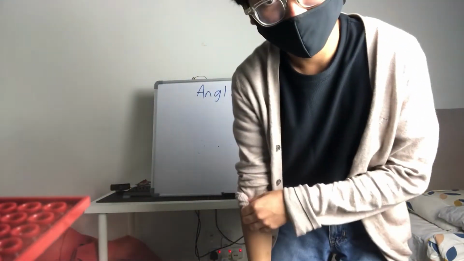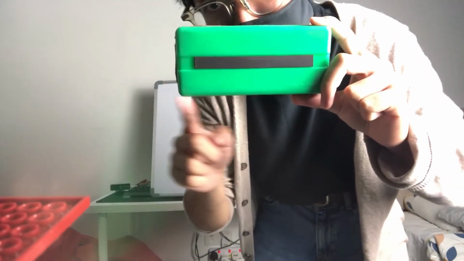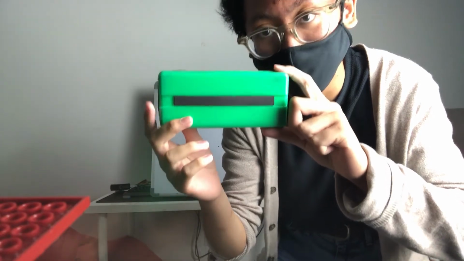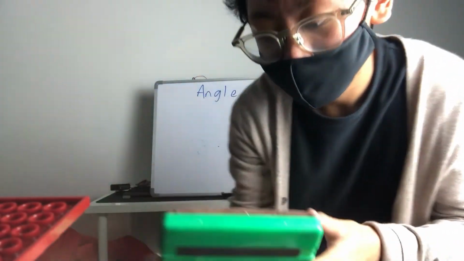Angle fact 4. The exterior angles will always add up to 360 degrees. What I mean by exterior angles is the outside angles of the shape. For example, the exterior angles of this object over here will always add up to 360 degrees.